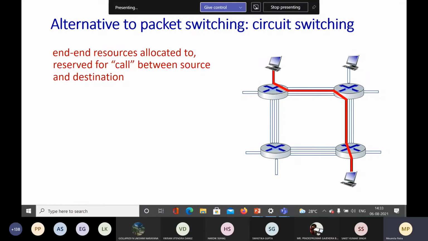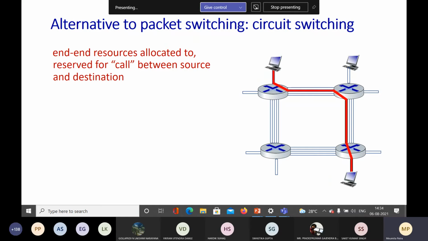So circuit switching is an alternative to this issue. Both the issues that were mentioned. So what happens in circuit switching? The idea is, why should I share the resources? Let us make it more secure and let us make it dedicated.